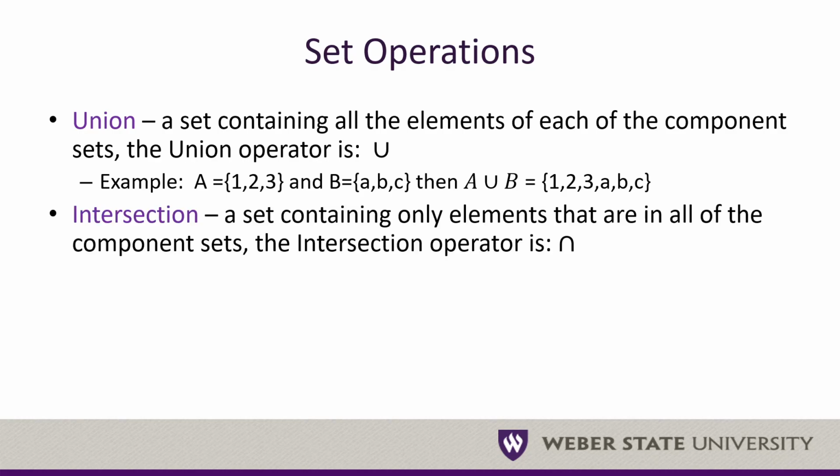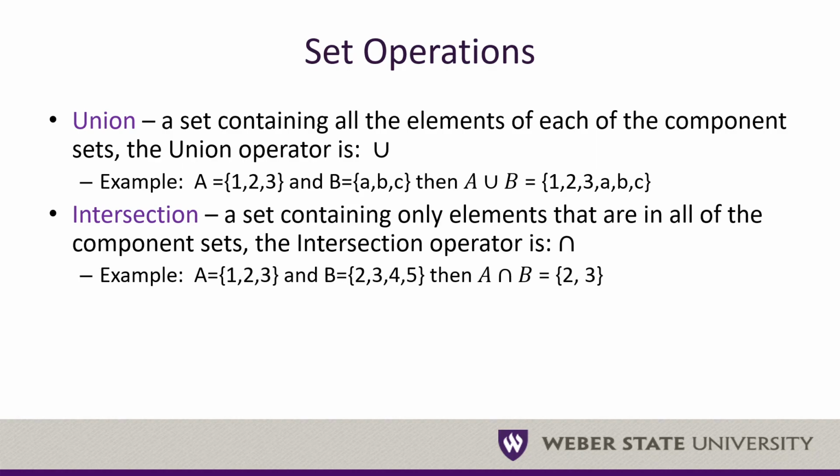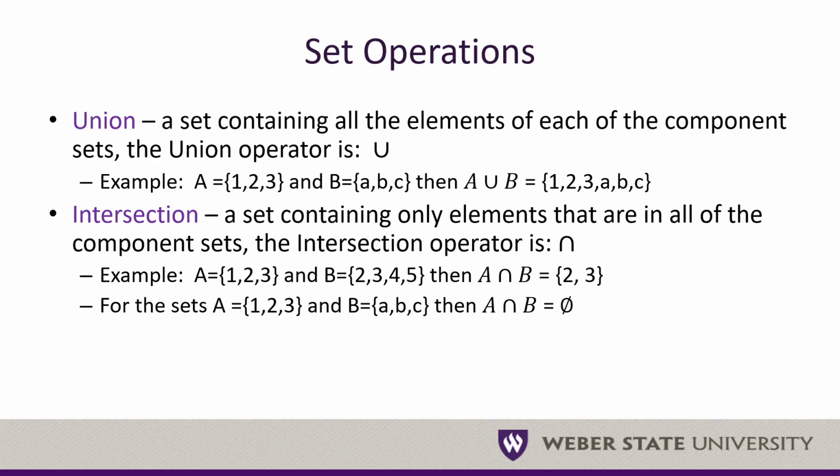The intersection is only those elements that are in both of the sets. We invert the symbol, so now it's an upside down cup. And this would be if I have 1, 2, 3, and 2, 3, 4, 5, then the intersection is only the things that they share. And we consider them unique in that if they're in both sets, it's the same thing. 1, 2, 3, ABC, the intersection is the empty set. There is always an intersection, there is always a union. It may be empty, it may have things in it.